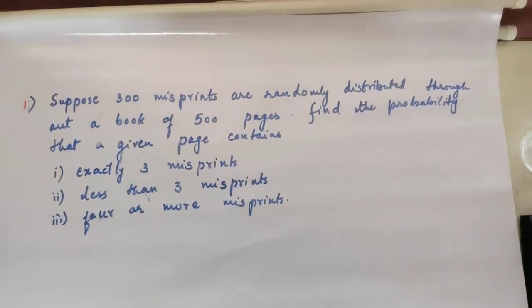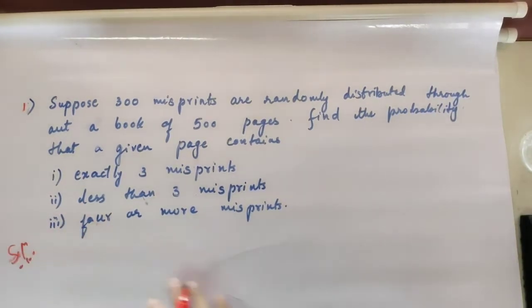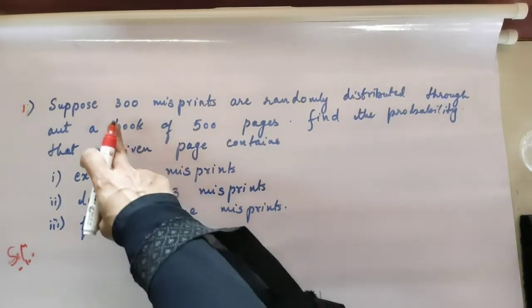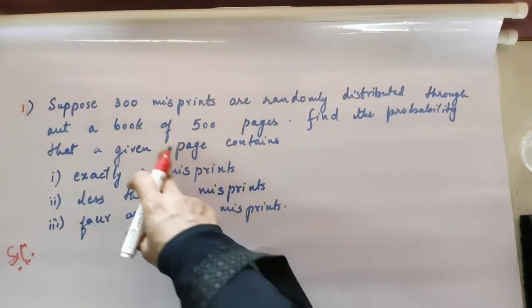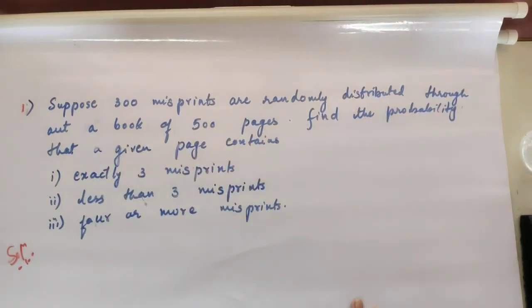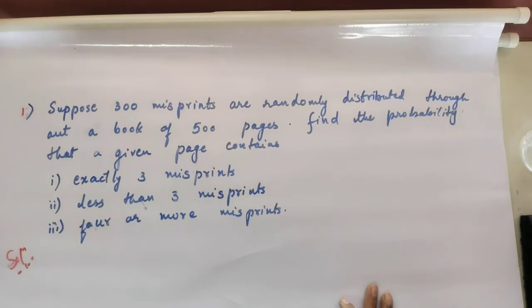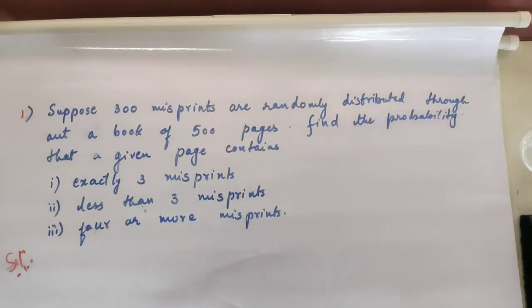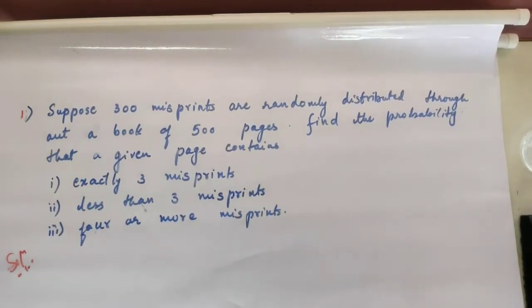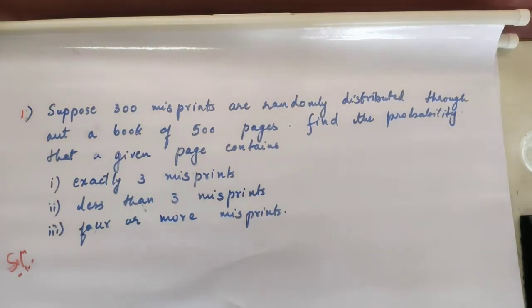So it's very simple. Solution. To solve this, we can find the mean of misprints randomly distributed. 300 misprints are randomly distributed throughout the book of 500 pages. So the mean, the average of misprints throughout 500 pages, we can work out. The mean, or the average of the misprints, is given by small m. In the Poisson distribution you have seen that.